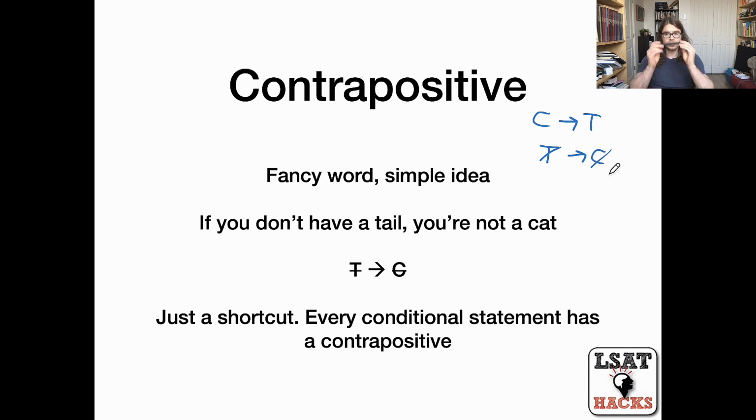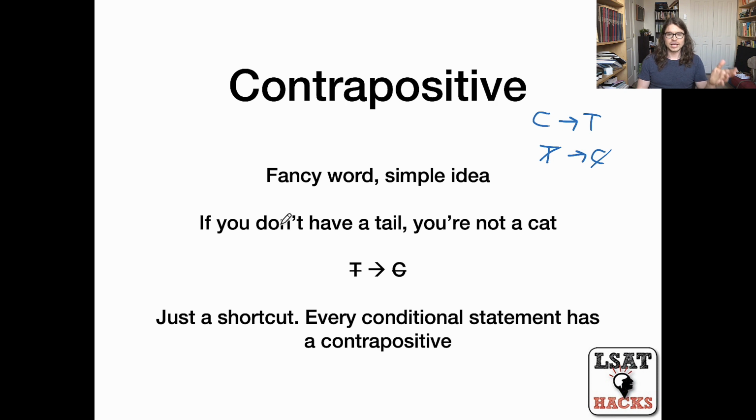So, you see this pen? This pen doesn't have a tail. So what can we conclude? This pen is not a cat. That's the contrapositive. It's just another way of saying the original sentence. That's all. Now you can write it in English.